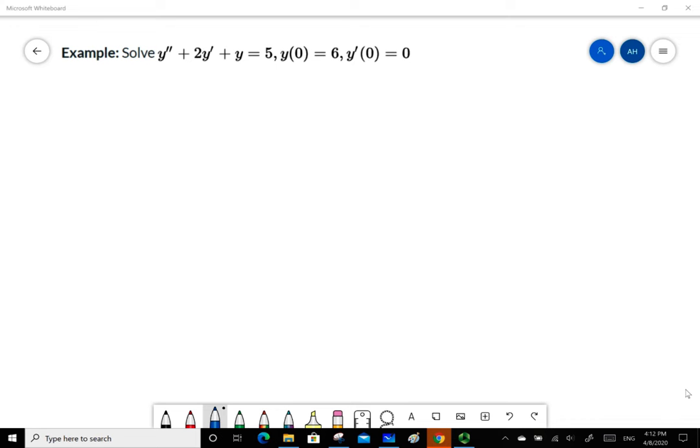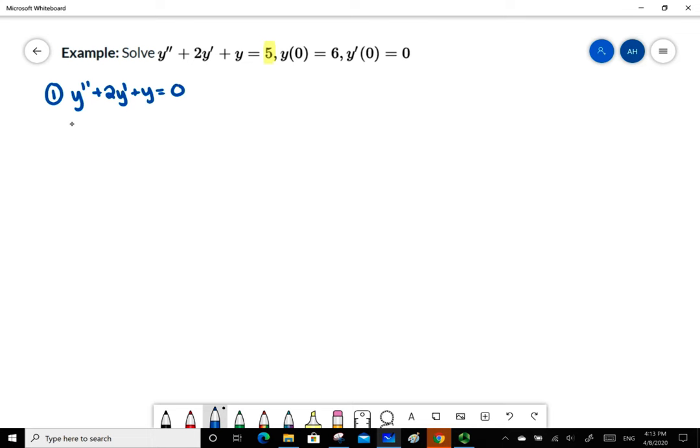Solve y double prime plus 2y prime plus y equals 5, where y of 0 equals 6 and y prime of 0 equals 0. This equation is non-homogeneous, so to solve it, we need to find the complementary solution and a particular solution. First, solve the complementary solution, y double prime plus 2y prime plus y equals 0.